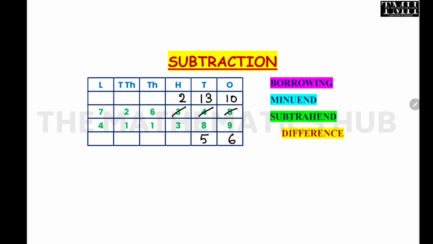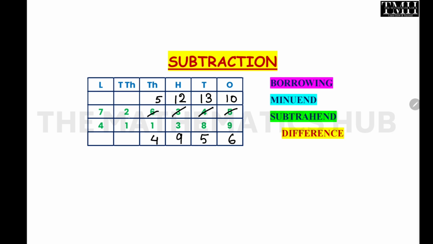Now subtract hundreds column. Here subtract 1 from the thousands column. What will be remaining? 5. And add 10 to the top number of the hundreds column and that will become 12. 12 minus 3 is equal to 9. Now 5 minus 1 is equal to 4.